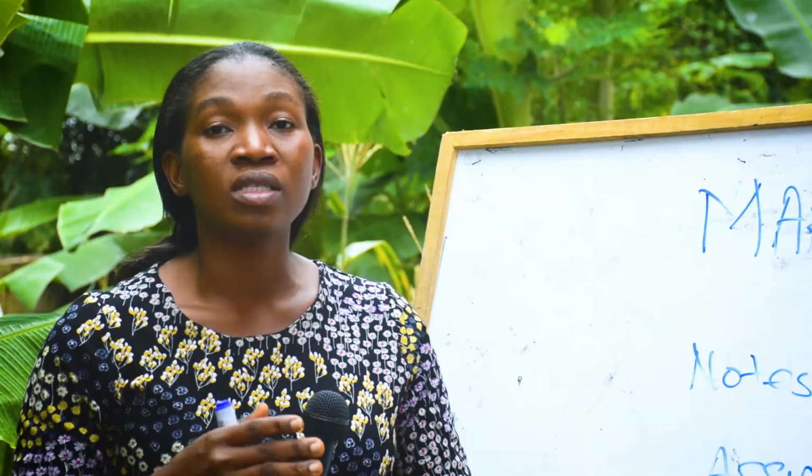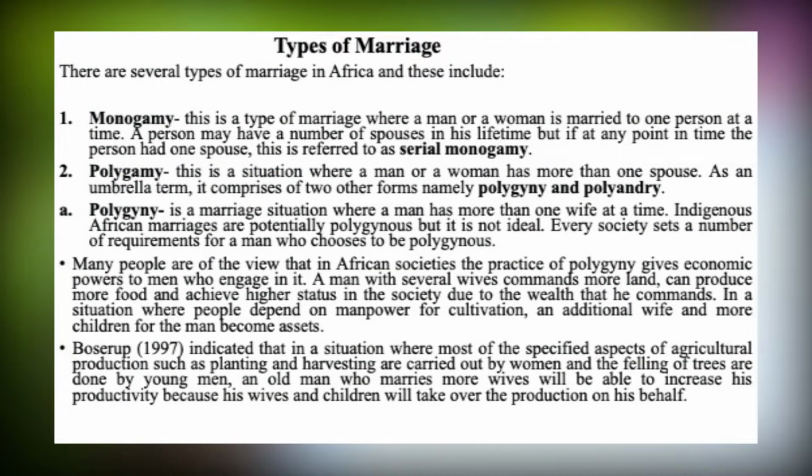Types of marriage. There are several types of marriage in Africa, but our focus is going to be on three types of marriage. These three types are categorized under the general umbrella of primary marriage. It is referred to as primary marriage because it is usually the type of marriage that people enter for the first time in their life. The first type of primary marriage is referred to as monogamy. Monogamy is a type of marriage where a man or a woman is married to one person at a time.